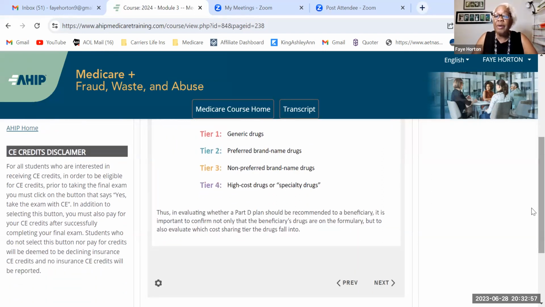In evaluating whether a Part D plan should be recommended to a beneficiary, it is important to confirm not only that the beneficiary's drugs are on the formulary, but also evaluate which cost-sharing tier the drugs fall into.